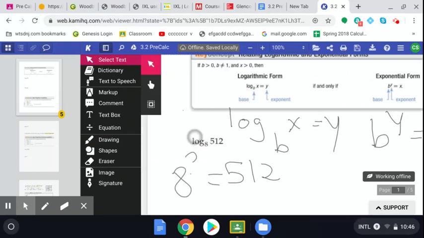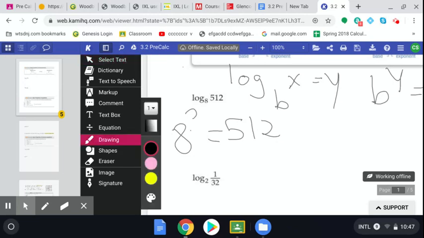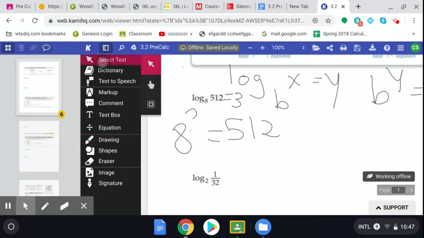So in the example that I gave you, log base 8 of 512 would be 8 to what power is 512? And you should know that 8 to the third power is 512. So the answer here should be 3. Log base 8 of 512 is 3. The way to figure that out is by asking yourself 8 to what power would give you 512.